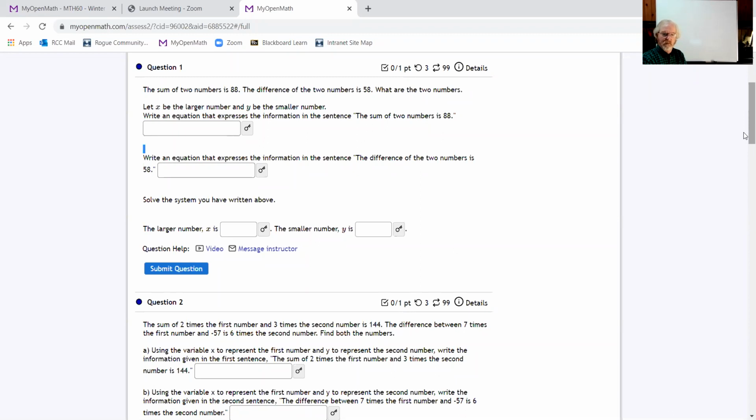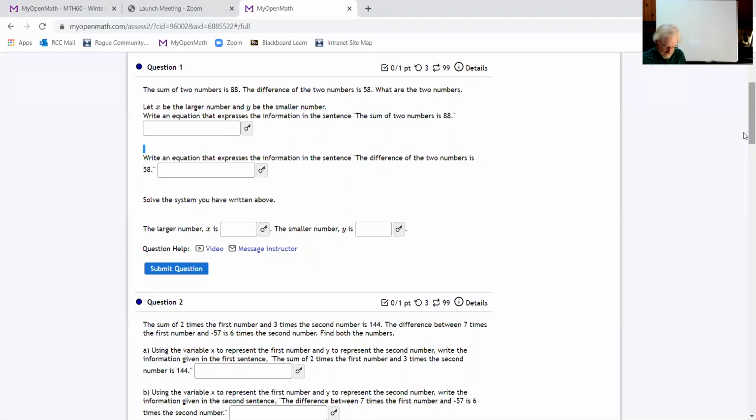All right, so there's that first sentence, just like the one I did at the end of class yesterday. The sum of two numbers is 88, and the difference of those two numbers is 58. I have to get close enough so I can see my own computer here. So what are the two numbers?